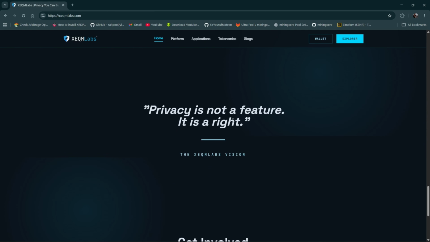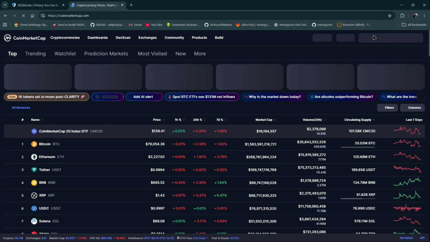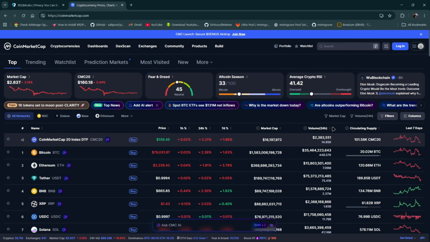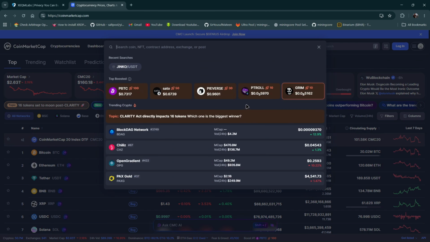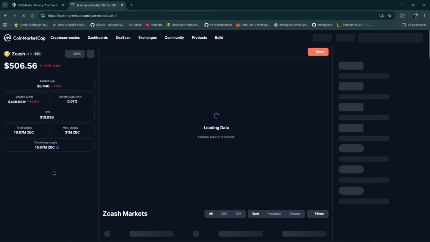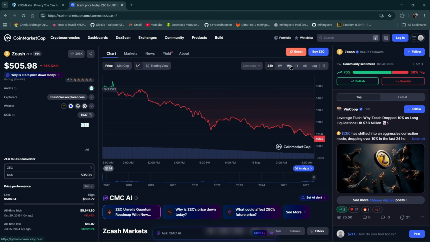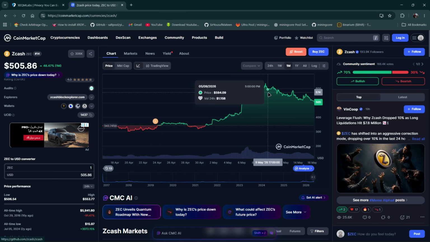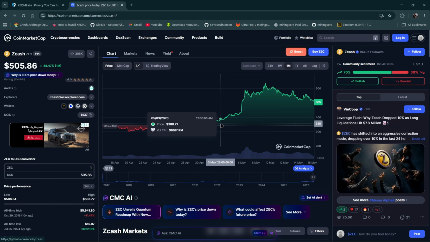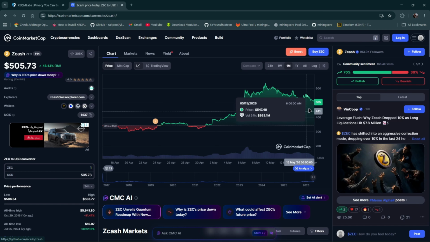privacy is trending right now. For example, let's just see CoinMarketCap. If you go to CoinMarketCap and search over here Zcash, for example. Now if we see the 1 month chart, it's just going nuts. It's booming. It's going from 300 to 650, and then currently at 570. People are bullish on this privacy sector.